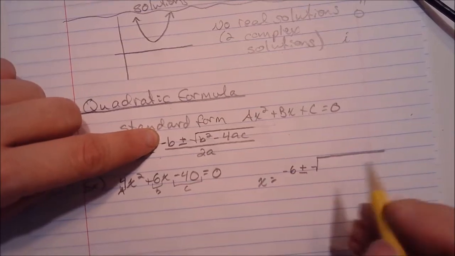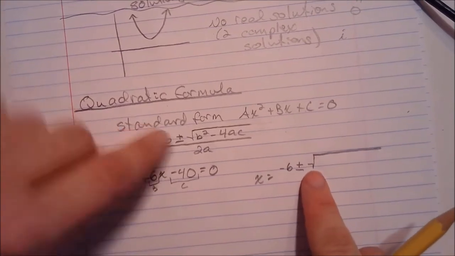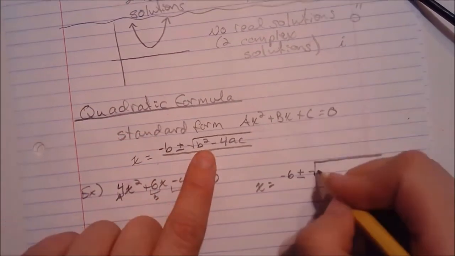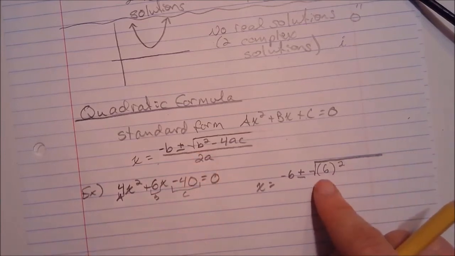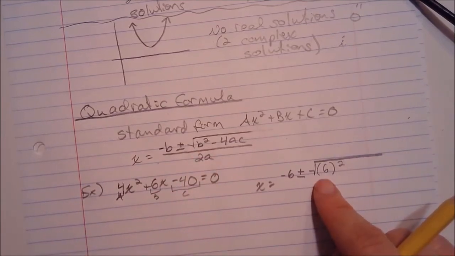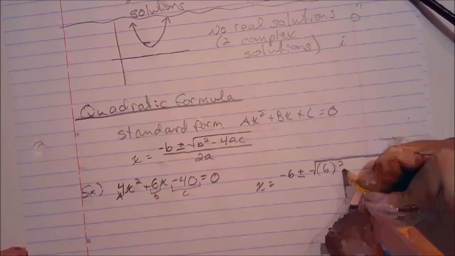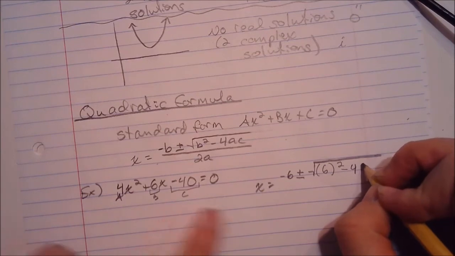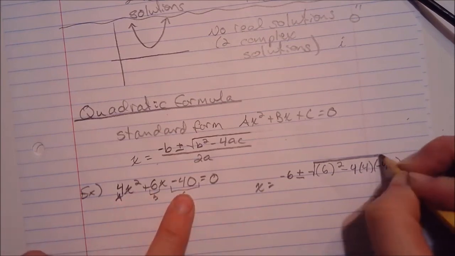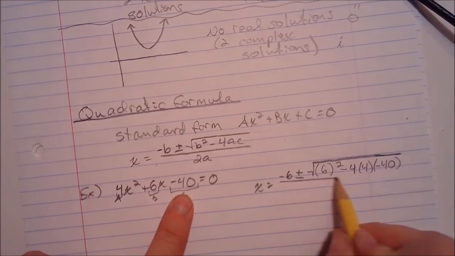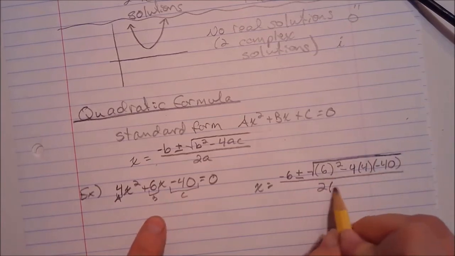Anyway, go ahead and finish with your square root, b squared. It's a good idea to get into the habit of putting your b in parentheses, because when it is negative and you square a negative, you have to remember to put it in parentheses. Then minus 4 times a times c, all over 2 times a.